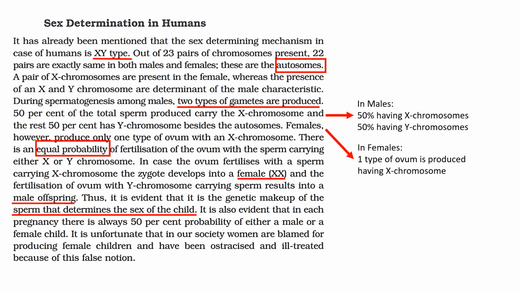It is also evident that in each pregnancy there is always a 50% probability of either a male or a female child. It is very unfortunate that in our society women are blamed for producing female children, and have been ill-treated because of this false belief. This completes sex determination.